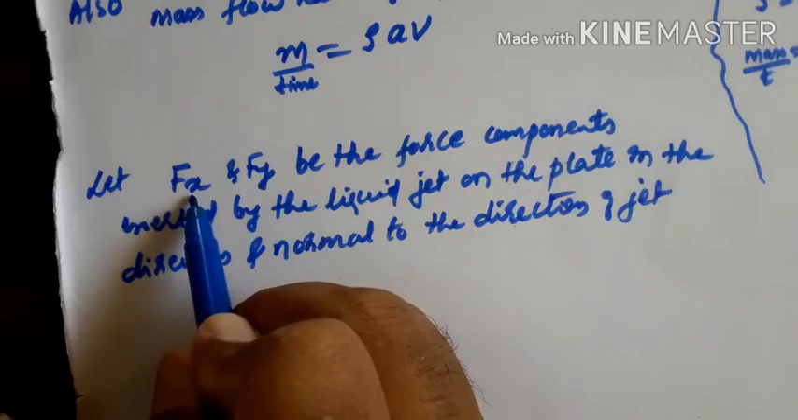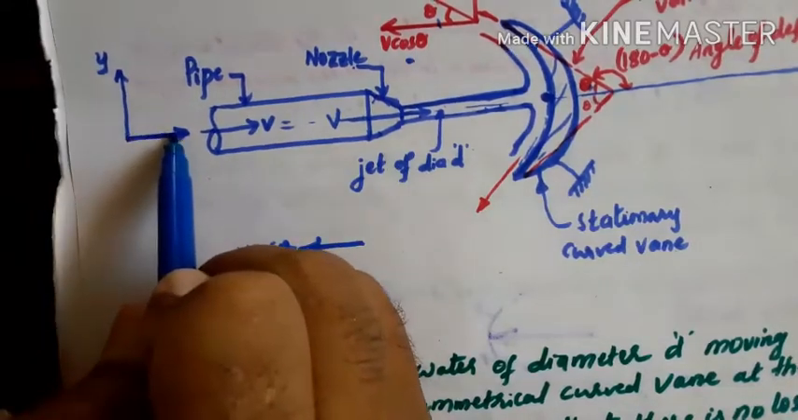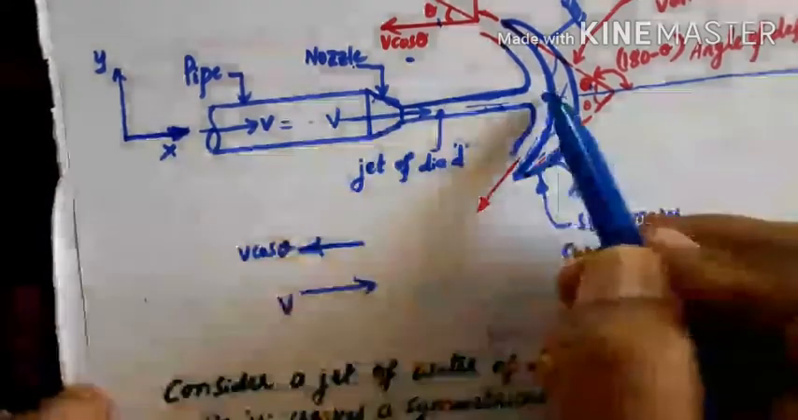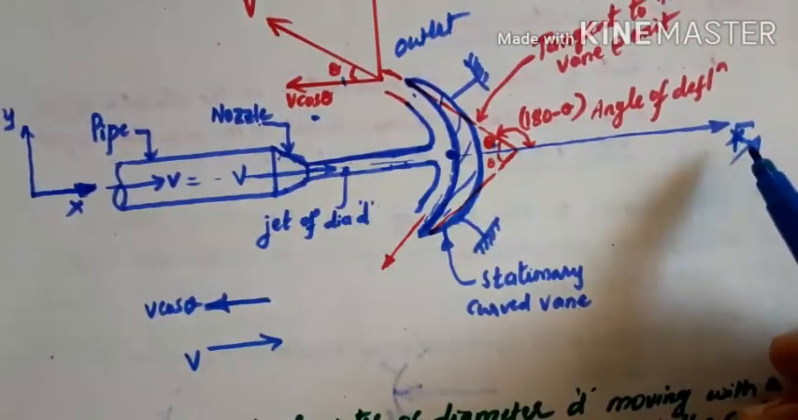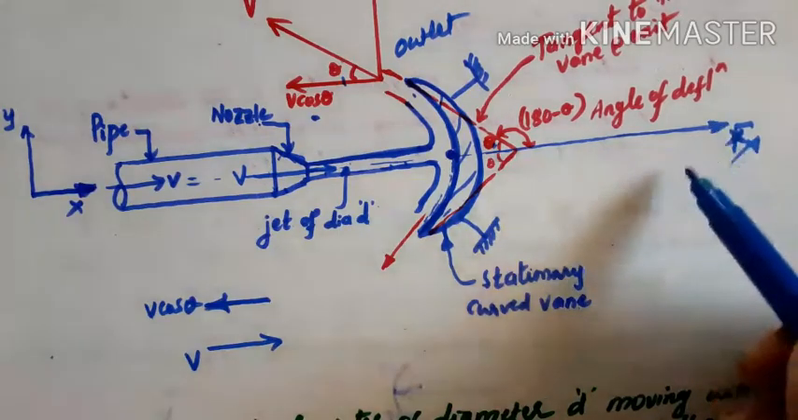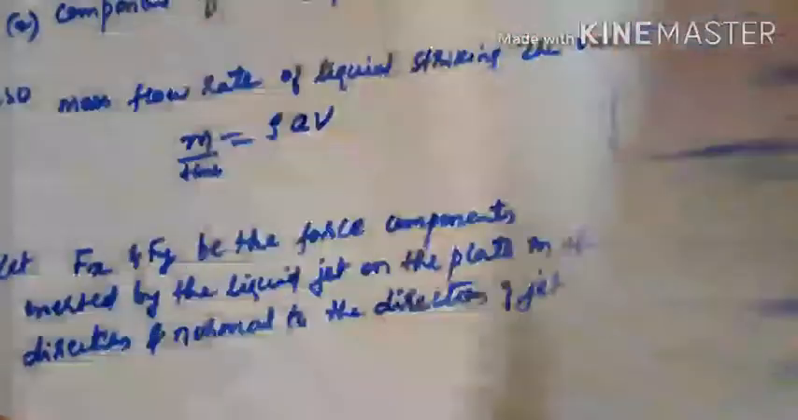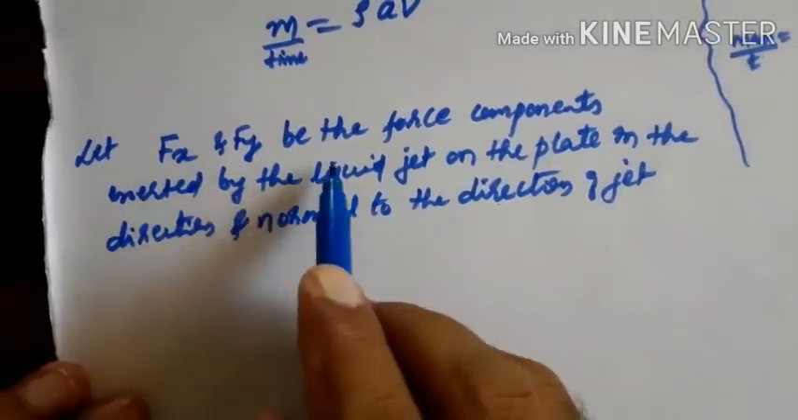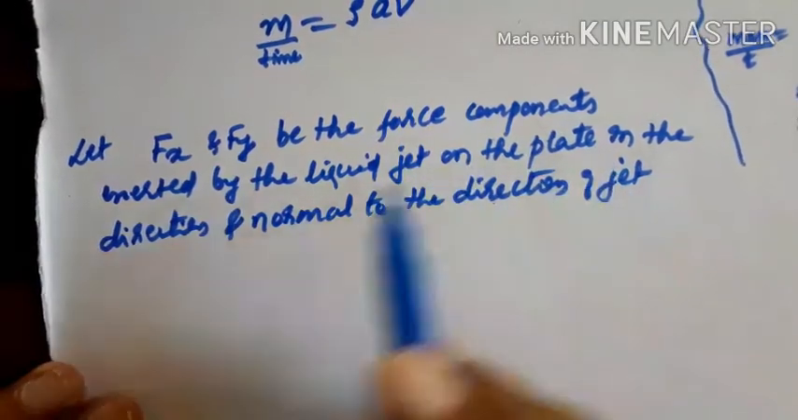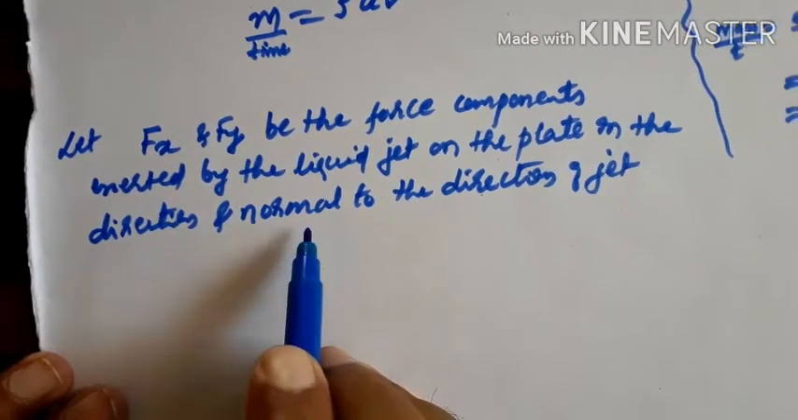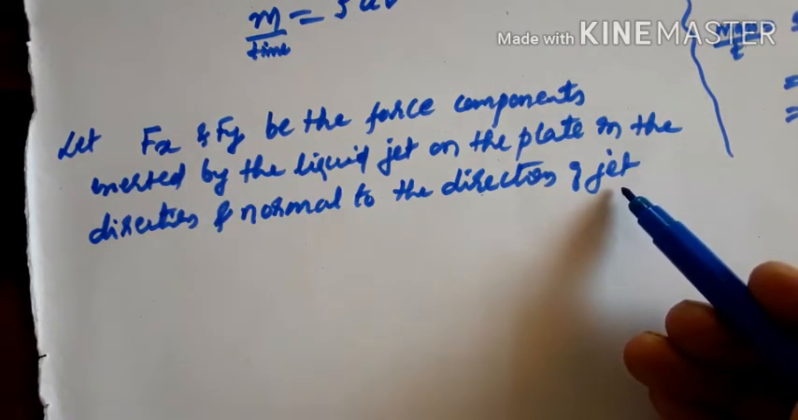So Fx and Fy are the two forces. One is acting in the direction of jet, the other is acting in the direction normal to the jet. The jet is coming in this direction and hitting the vane, so this exerts a force in x direction, let us take that as Fx. The other force is Fy, perpendicular to the vane. So these two forces we need to calculate here.